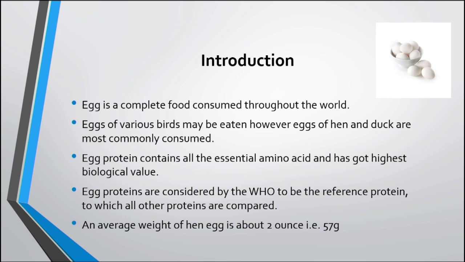Eggs can be obtained from various birds and eaten. However, eggs of hen and ducks are most commonly consumed. Egg protein contains all the essential amino acids, as we already saw. It has the highest biological value. The egg proteins are considered by the WHO to be the reference protein to which all other proteins are compared. An average egg yielded from a hen weighs about 2 ounces, that is 57 grams.